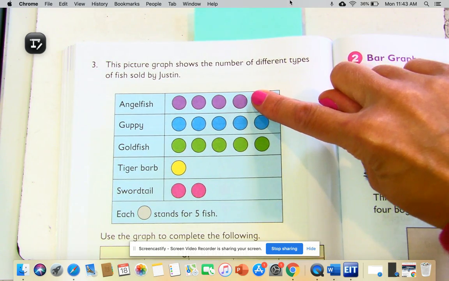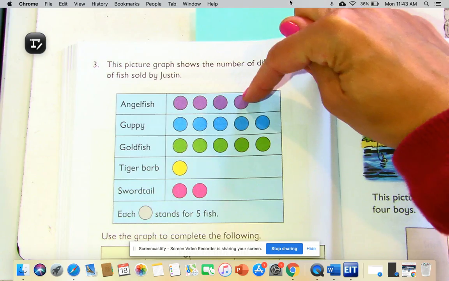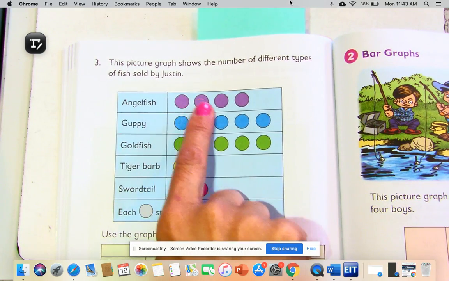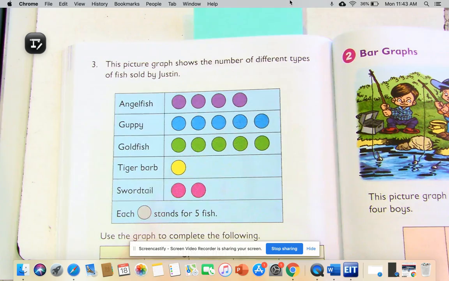And then angelfish. Well, let's see. I know 5 times 4 is 20. Or we could skip count 5, 10, 15, 20. And I would just write 20 next to there.